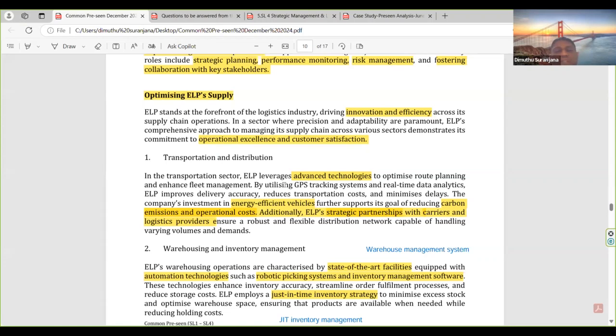In transportation and distribution, in the transportation sector, ELP leverages advanced technologies to optimize route planning and enhance fleet management. By utilizing GPS tracking systems and real-time data analytics, ELP improves delivery accuracy, reduces transportation cost, and minimizes delays. The company's investment in energy-efficient vehicles further supports the goal of reducing carbon emissions and operational cost. Additionally, ELP's strategic partnerships with carriers and logistics providers ensure a robust and flexible distribution network capable of handling varying volumes and demand. So they use new technology, energy-efficient vehicles also.